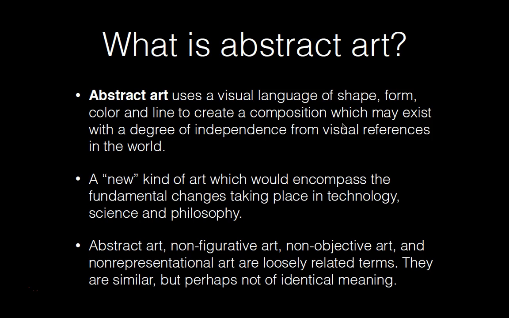Kind of art that encompasses fundamental changes that take place in technology, science, and philosophy. So when you watched the video from the Art Assignment, it talked a lot about how the change of technology really emphasized the fact that we no longer really needed to make representative art. It already existed. We had cameras. We've already mastered this. So how can we represent the world in different forms? How can we distill it down? So abstract or non-figurative or non-objective art, non-representation are loosely related terms. They're similar, but not all identical in meaning.